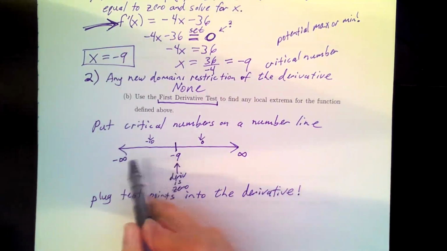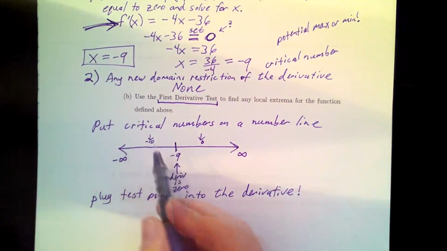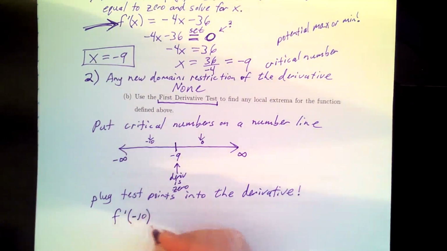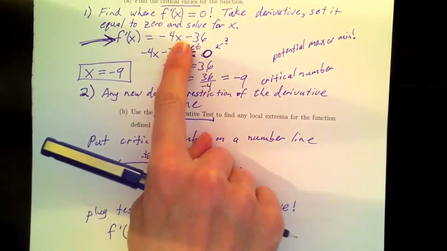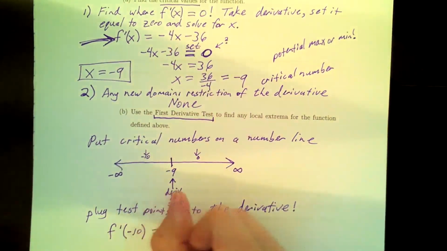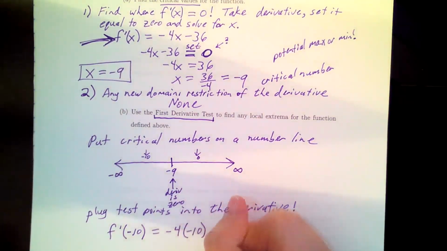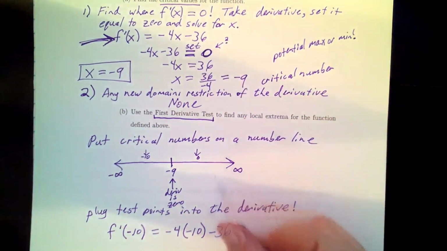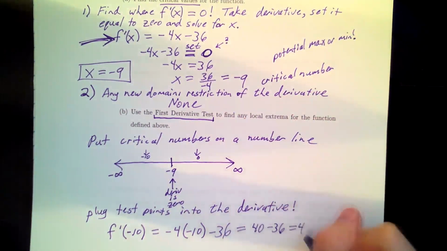So for this interval, right here, -infinity to -9, I take a test point -10, and I'm going to plug this into the derivative function, not the original, the derivative. So here's my derivative function all the way up there. I'm going to plug -10 into that. I get -4x -36 if I plug -10 into this thing. This becomes 40 minus 36, which is 4.